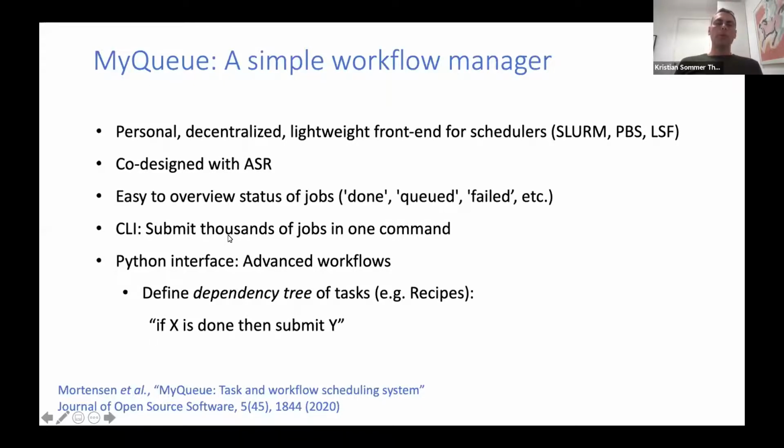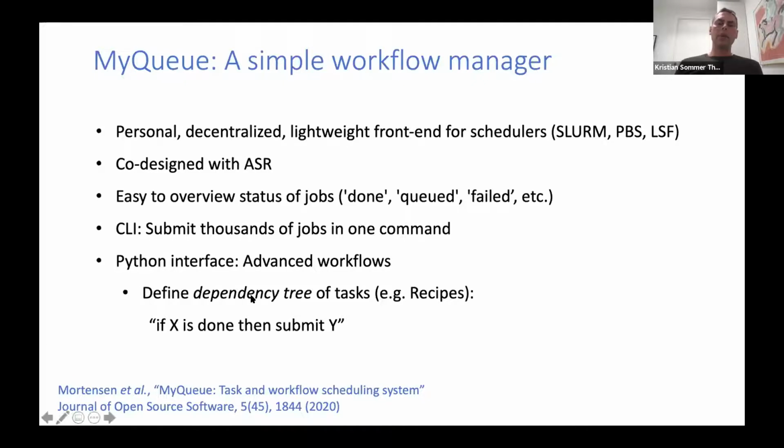It makes it possible to submit thousands of jobs in one command via the command line interface that MyQueue also has. And then there is also a Python interface that you can use also to connect to the ASR. And that makes it possible to make advanced workflows. The way that works is you define a so-called dependency tree of tasks, and those tasks could be recipes from ASR. Okay, so a task is just a job that you can submit to the supercomputer.